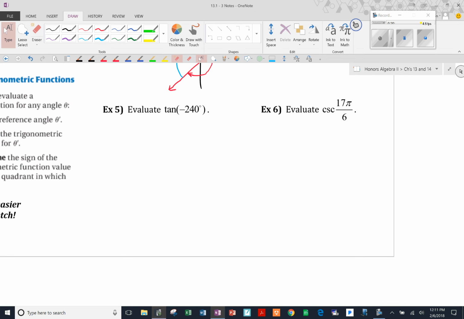Now we're going to actually evaluate some trig functions. This is basically what you did on your unit circle, but we're just asking you to do 1 instead of asking you to do like 16 of them. All right? So you got the tangent of negative 240. There are 2 things you need to find out. Where is it? What quadrant is it in? Because that'll tell you if it's positive or negative. And what's its reference angle? Because that'll tell you the value.